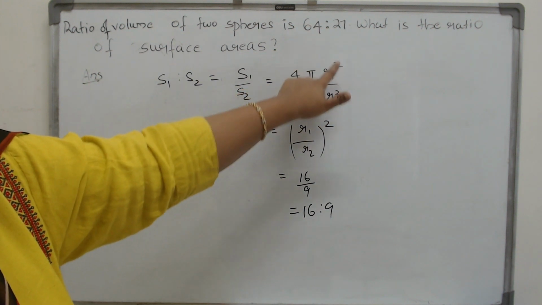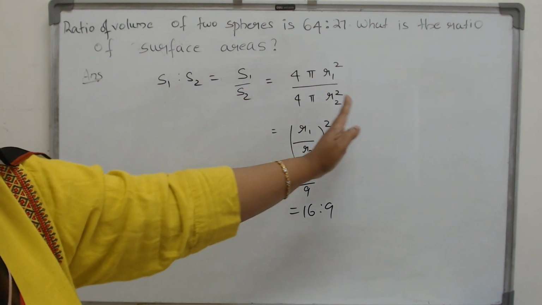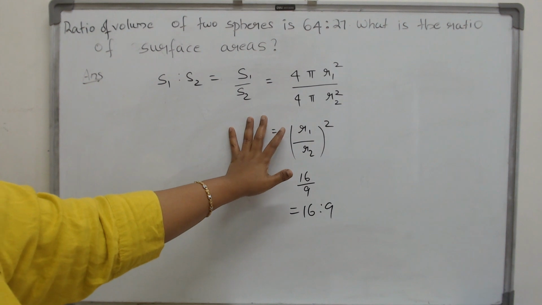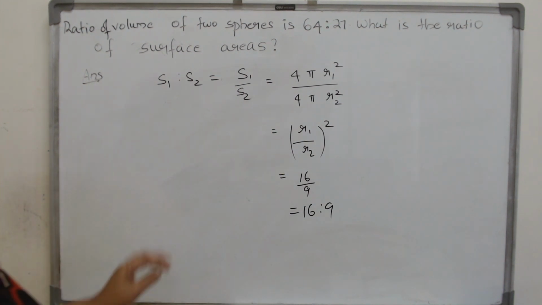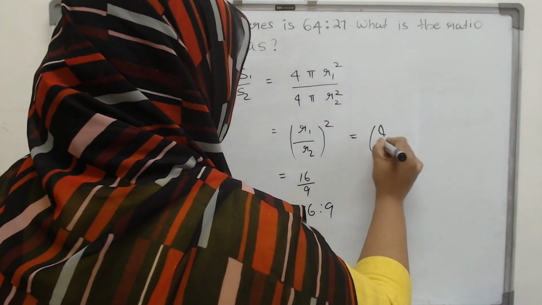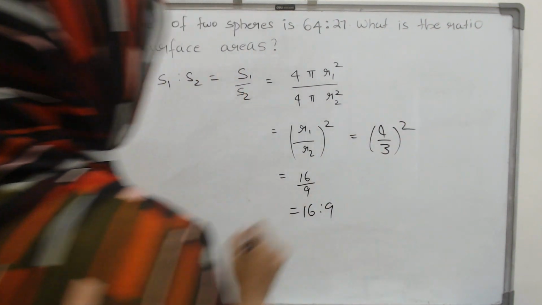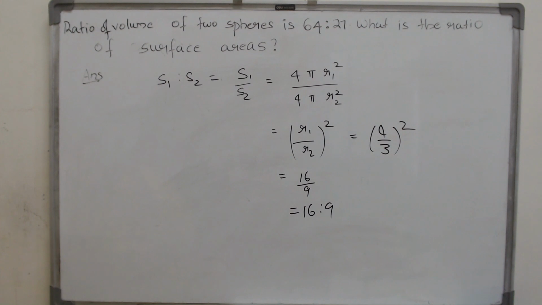What do you see? Same exponents. That means the exponent can come out. But then we know that R1 is to R2 is what? 4/3. So then squaring that, what do you get as your answer? Your answer is 16:9.